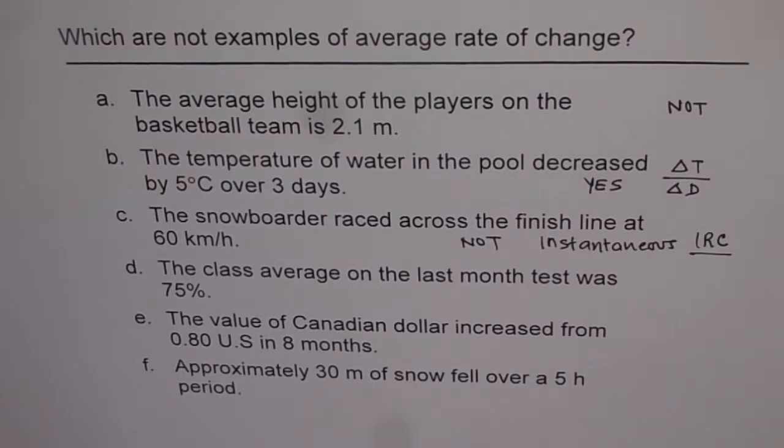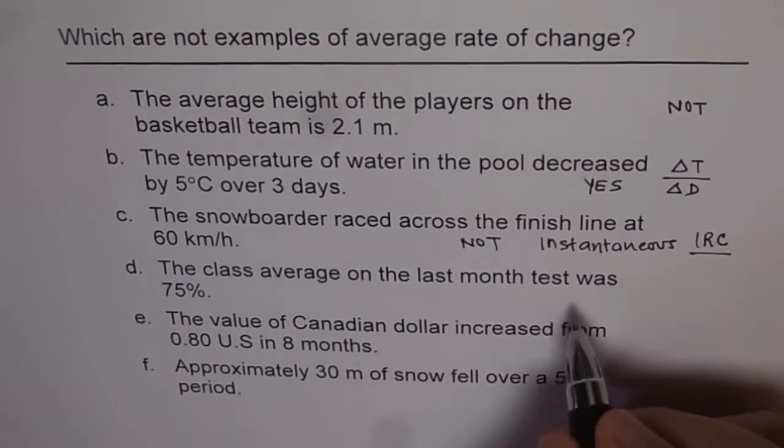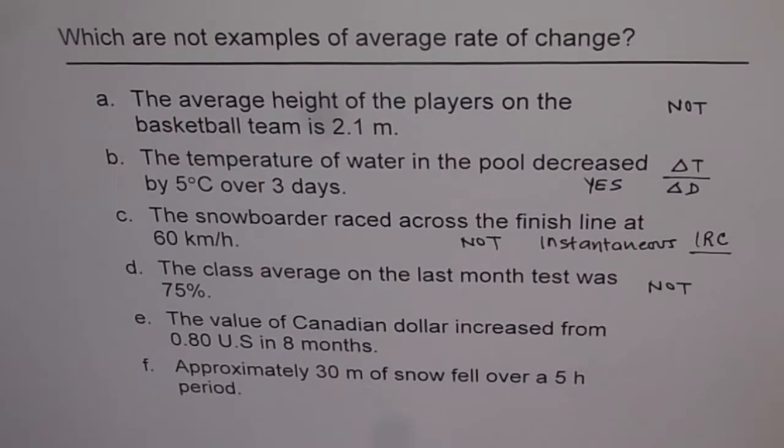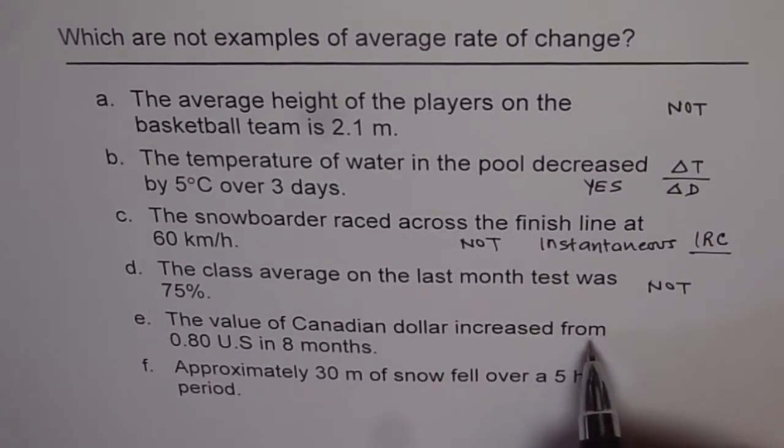Then D is, the class average on the last month test was 75%. So this is again a mean, and it is not an average rate of change, correct? E, the value of the Canadian dollar increased from 0.80 US in 8 months. Now, 8 months does give you a period. That is, we know 0 to 8 months, right? The value of the Canadian dollar increased from 0.80, but we don't know to what value, right? So from is given to us.